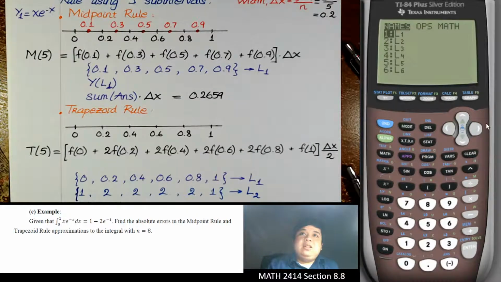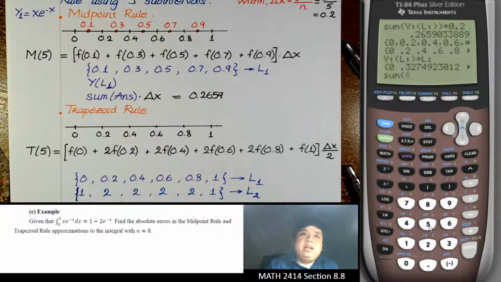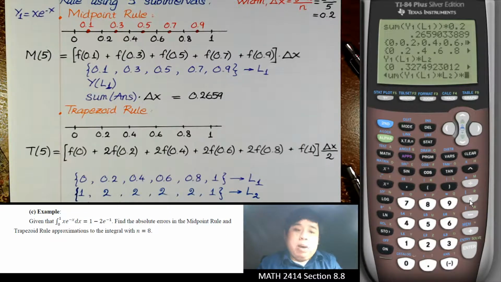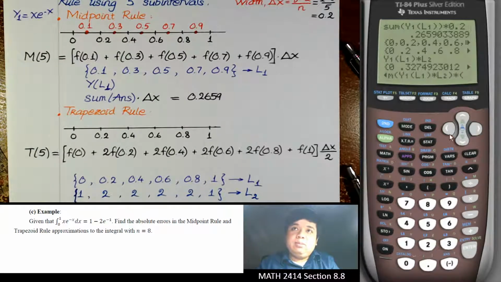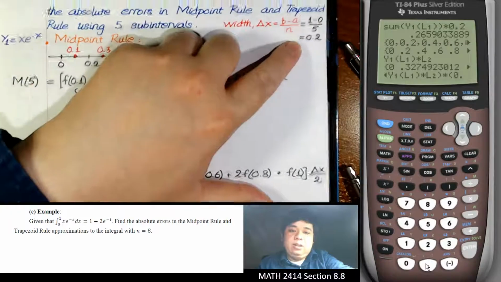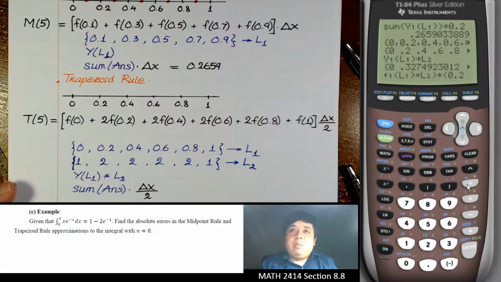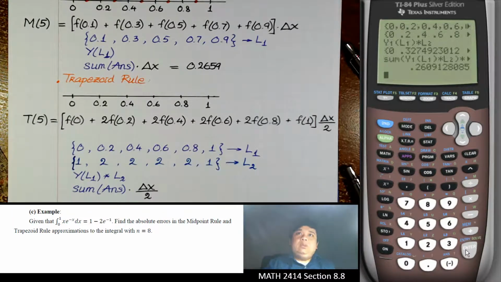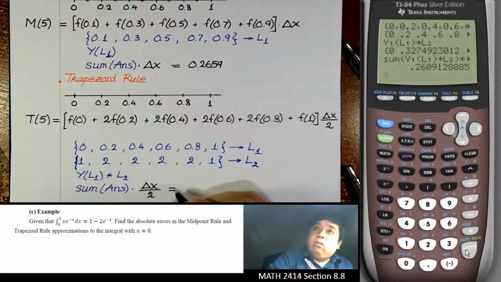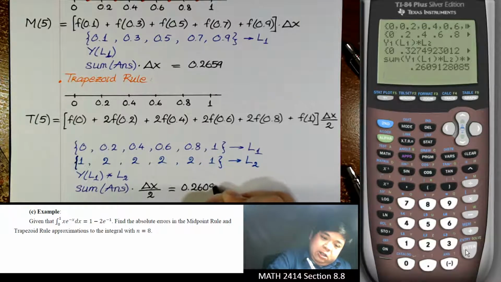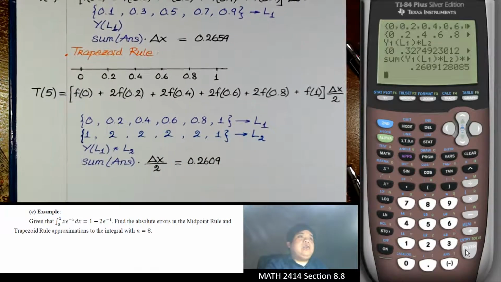Second stat, go to math, option number 5, and either we do second answer, or I just go up there, highlight it, hit enter, copy and paste, and at the end multiply by delta x, 0.2, divide by 2, and we have 0.2609. So it's not that bad, right?